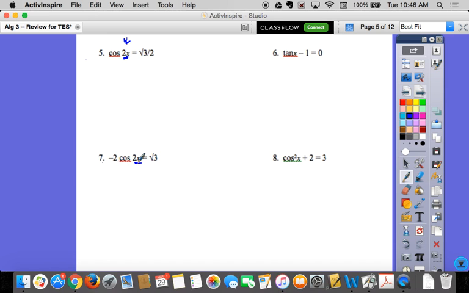Now think, you've got square root of 3 and 2. Is that familiar? I hope so. Square root of 3 and 2, that is a special right triangle. So you actually get to draw triangles. You need to ask yourself, where is cosine positive? Because that's a positive square root of 3 over 2.